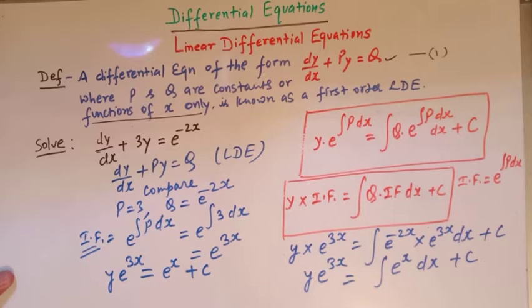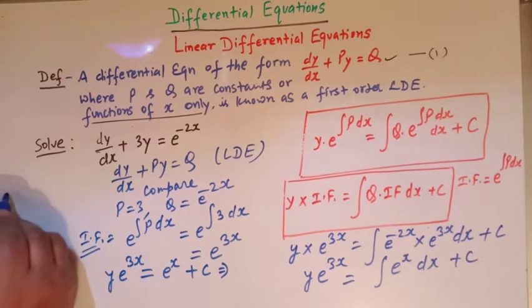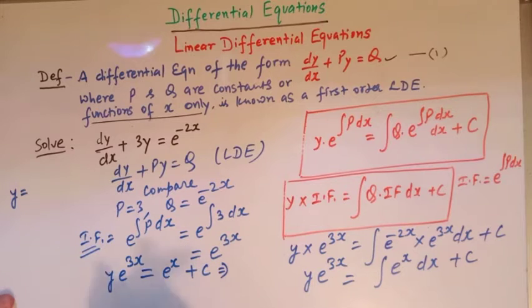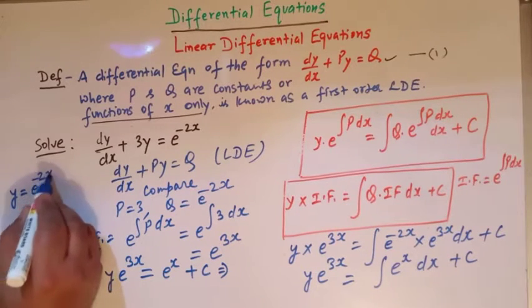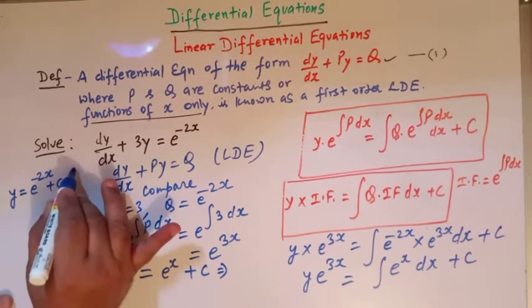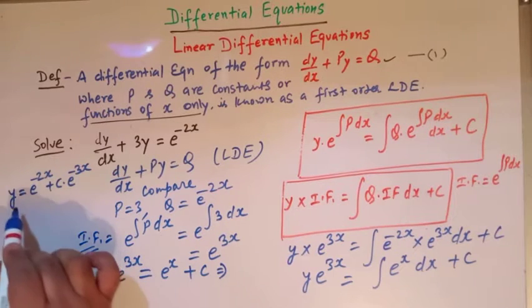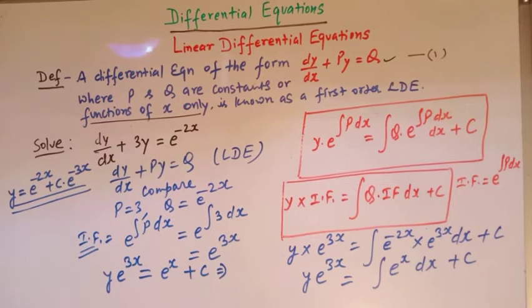Clear? Now this can further be written as, I am writing it here, y is equal to, dividing both sides by e raised to 3x, e raised to minus 2x plus c times e raised to minus 3x. Clear? So this is the general solution of this differential equation.